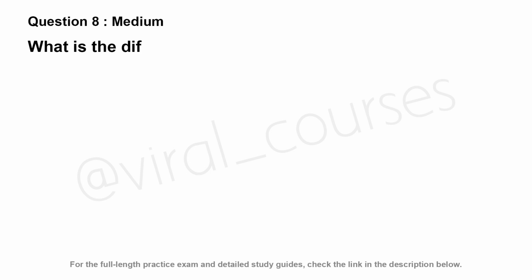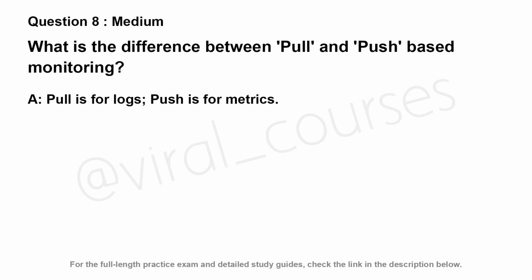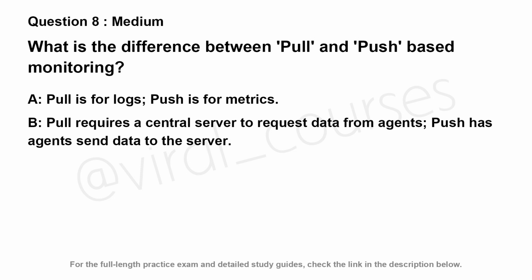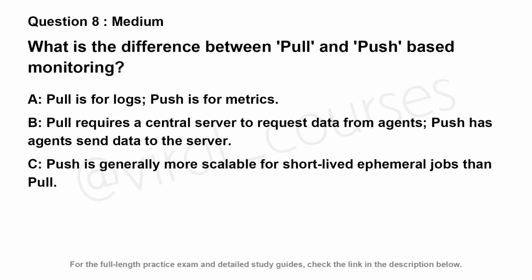What is the difference between pull and push-based monitoring? Option A. Pull is for logs. Push is for metrics. Option B. Pull requires a central server to request data from agents. Push has agents send data to the server. Option C. Push is generally more scalable for short-lived ephemeral jobs than pull. Option D. Both B and C are correct.